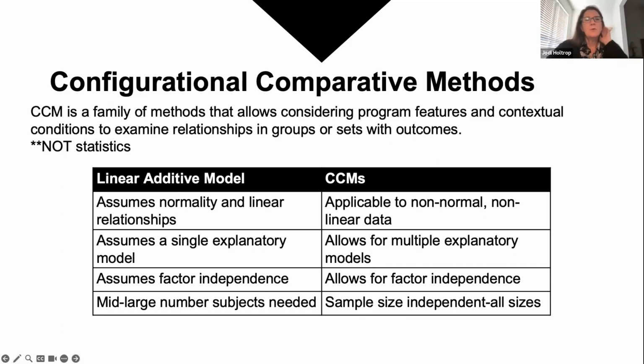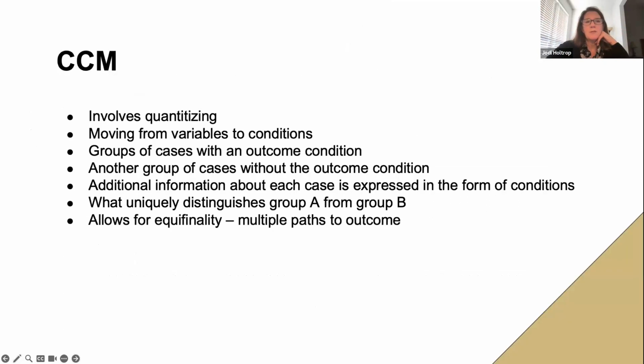All right. So statistics assume linearity and normality to make assumptions about larger populations. CCMs do not do that. It's not linear data. Linear models assume a single explanatory model, whereas CCMs allow for multiple explanatory models. It allows for factor independence, and the sample sizes can be smaller. You can have a large sample size, but you can do it with a smaller sample size.